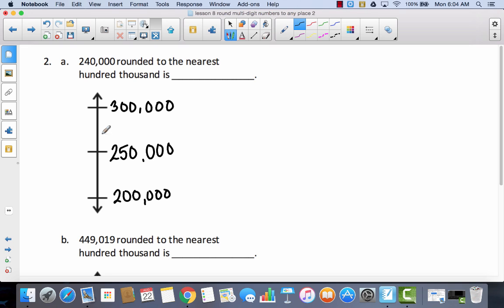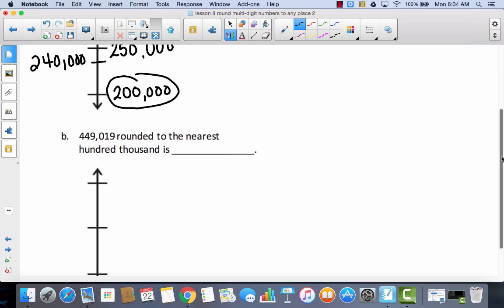So now I'm coming back up here and I see that this is 240,000. Where would 240,000 go on our vertical number line? Well, it's less than 250,000, but it's more than 200,000. So it goes below the halfway point, which means that it's closer to 200,000. All right, hopefully you're starting to get the hang of this. Let's look at B now.